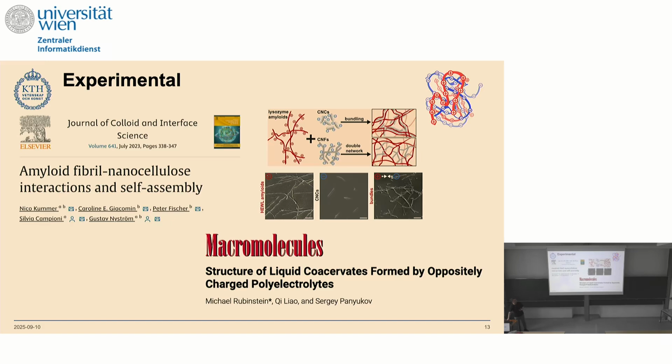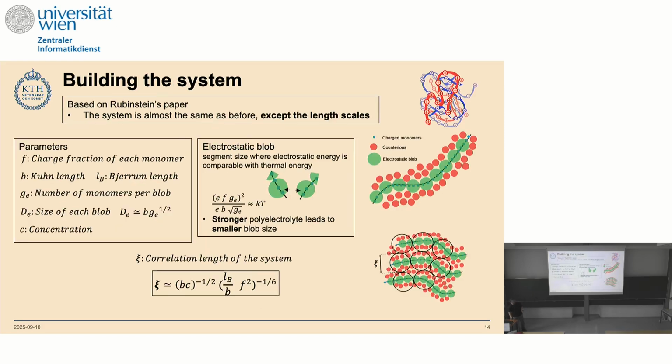So they asked me if I'm able to simulate these systems. What I did was to use the paper by Professor Rubinstein, and I used the electrostatic blob model to create these systems. These are the most important parameters that we have in the system, and we define the blobs. If I want to define it, it is the segment size where electrostatic energy is comparable with thermal energy.